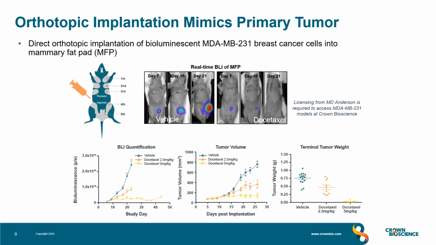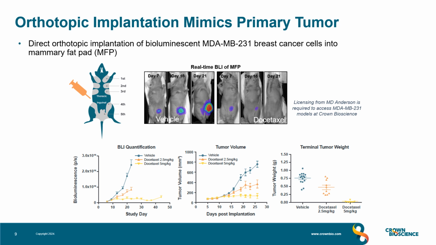So the first model I want to discuss involves orthotopic implantation of breast cancer cells into the mammary fat pad. The model we're using here is MDA-MB-231, and it's labeled with firefly luciferase. We then perform implantation into the mammary fat pad, and we can then measure tumor growth either by bioluminescence imaging or by caliper measurement.